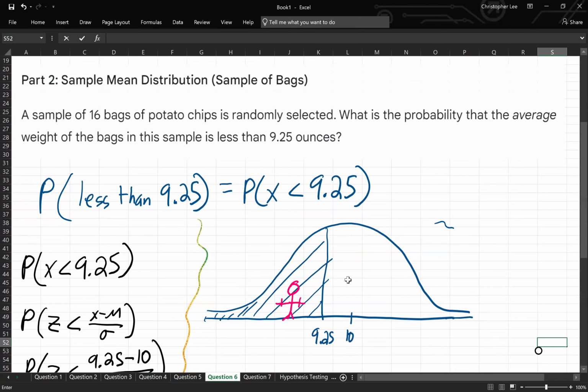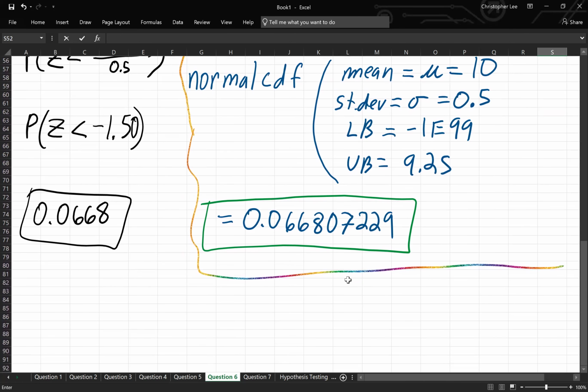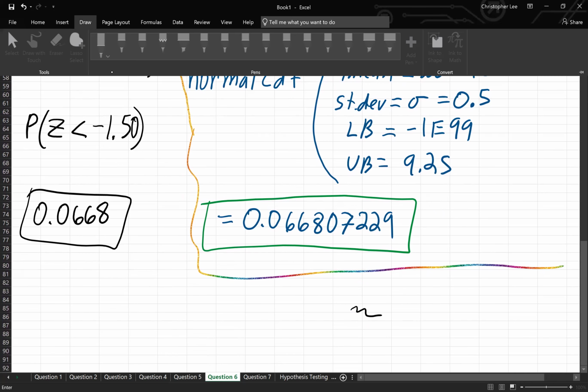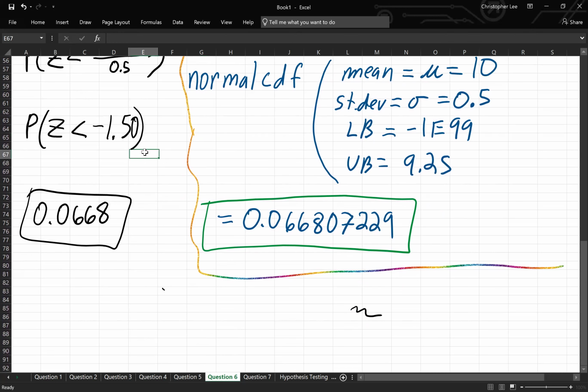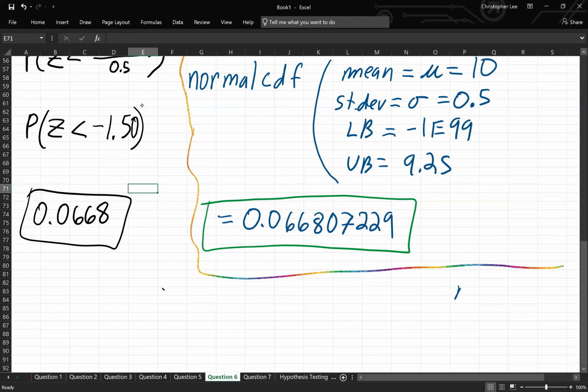So part B says a sample of 16 bags of potatoes is randomly selected. What is the probability that the average weight of the bag in the sample is less than 9.25? Right? So now what's changing? I have an N. All right, what's changing? I have an N now, right? So N is equal to 16, right?